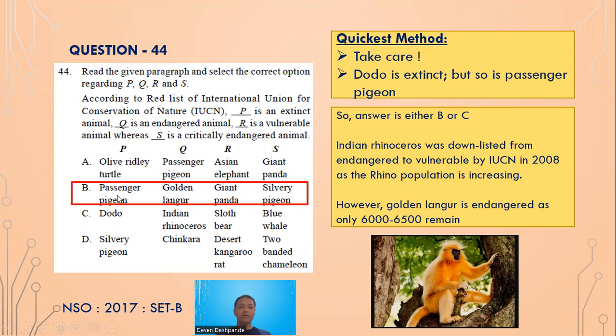So passenger pigeon is not an endangered animal, it is actually extinct. They became extinct in the early 20th century, somewhere around 1905 or 10. But golden langur, only 6,000 or 6,500 individuals remain in the wild. So golden langur is endangered.